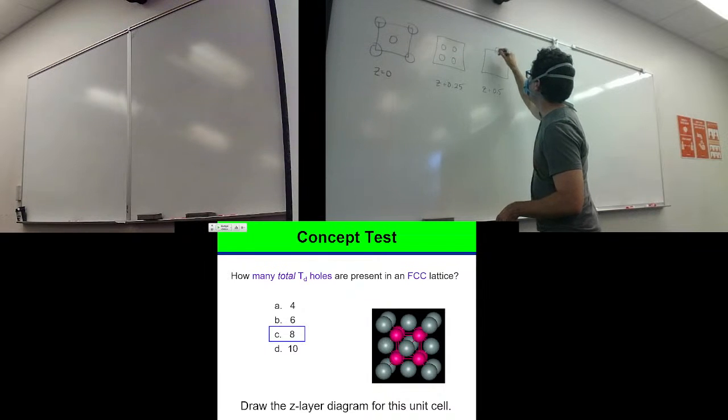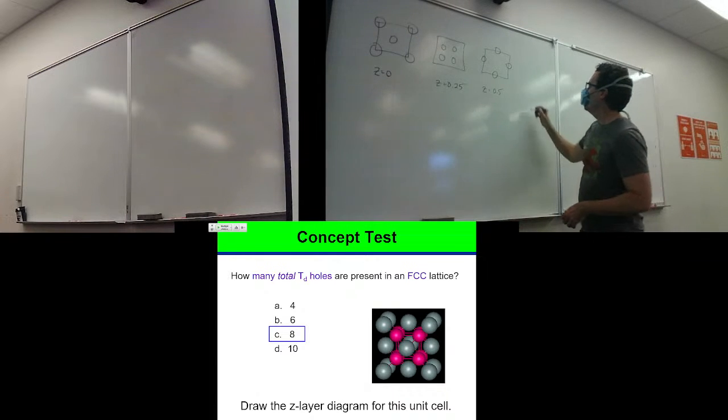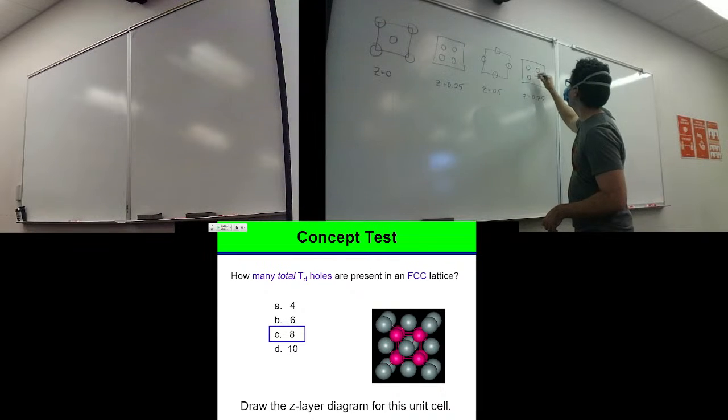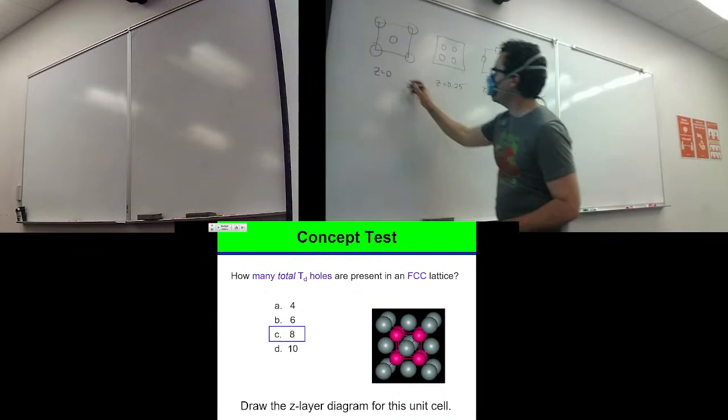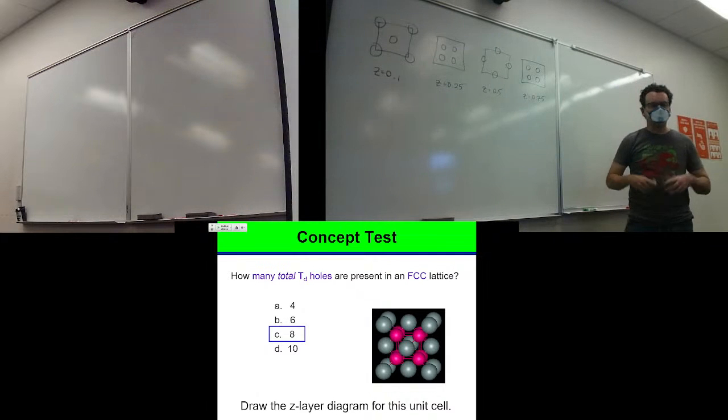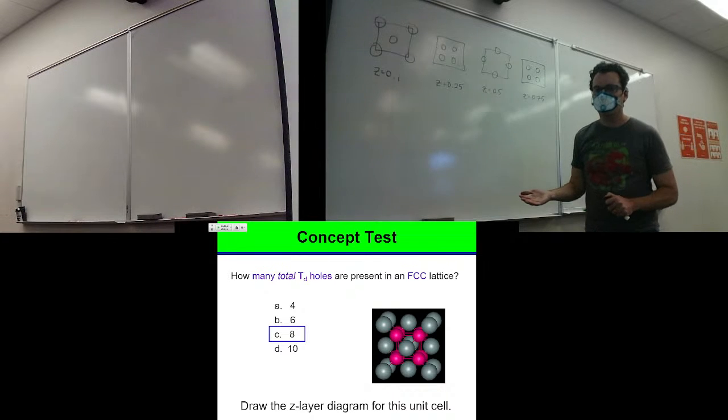The midway layer, that's standard FCC. We've got our face, face, face, face, around the middle. And then we've got our second set of holes 3/4 of the way up, in the same places, here, here, and here. And then our last top layer is exactly the same as the bottom layer. So this is the layer diagram for FCC with the tetrahedral holes present.